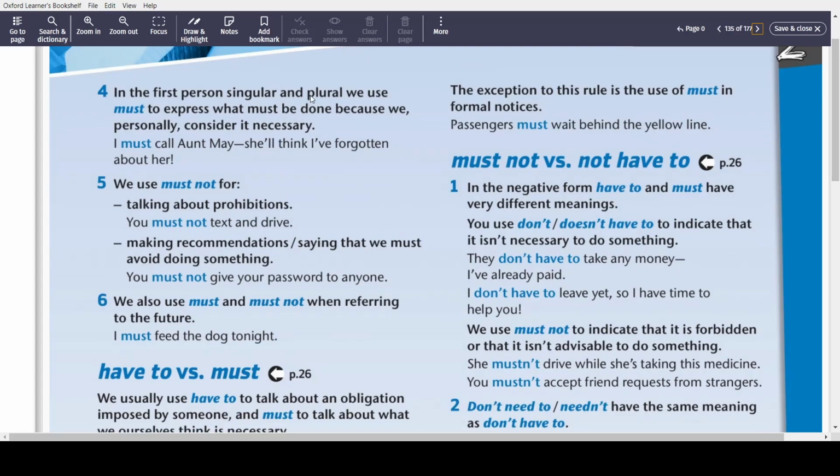In the first person singular and plural, we use must to express what must be done because we personally consider it necessary. I must call Aunt May. She'll think I've forgotten about her. We use must not for talking about prohibitions. You must not text and drive. Making recommendations saying that we must avoid doing something. You must not give your password to anyone. We also use must and must not when referring to the future. I must feed the dog tonight.